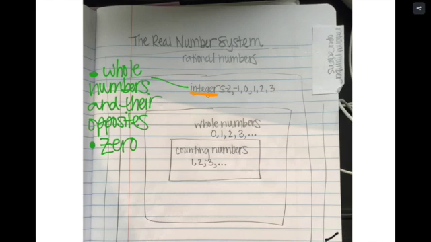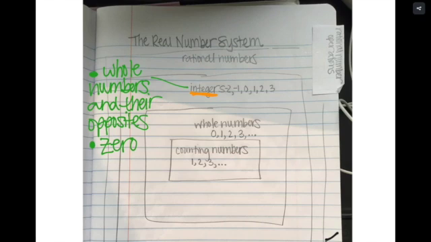As you turn to page 5 of your notes, we're going to review the real number system and a special type of number within it called an integer. An integer is a whole number and the opposite of each whole number, including 0. So for instance, two numbers are opposites if they are the same distance from 0 on a number line.